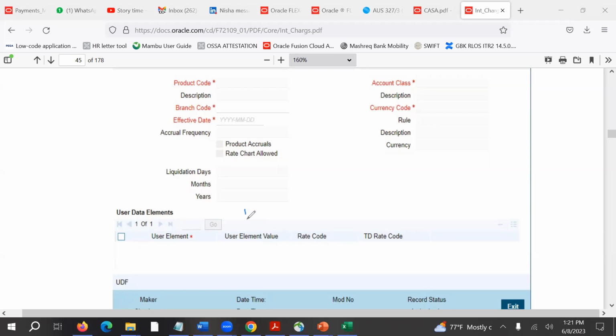So this is kind of normal interest calculation without any. Let's say this is 1.2%. So both are plus, okay, becomes 2.2%. Okay, this is how it works. For TD, you'll have TD rate code on this rate code.